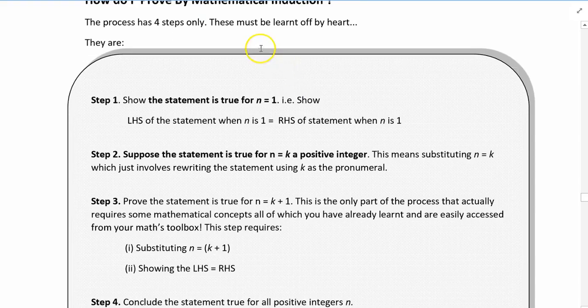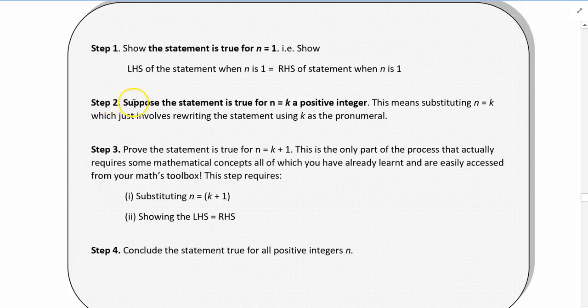You notice back here I said, please learn these off by heart. These are statements you can learn off by heart and put them in your working, and know that you're on the way, just by learning a couple of statements off by heart, you're on your way to convincing a marker that you know how to prove by mathematical induction.